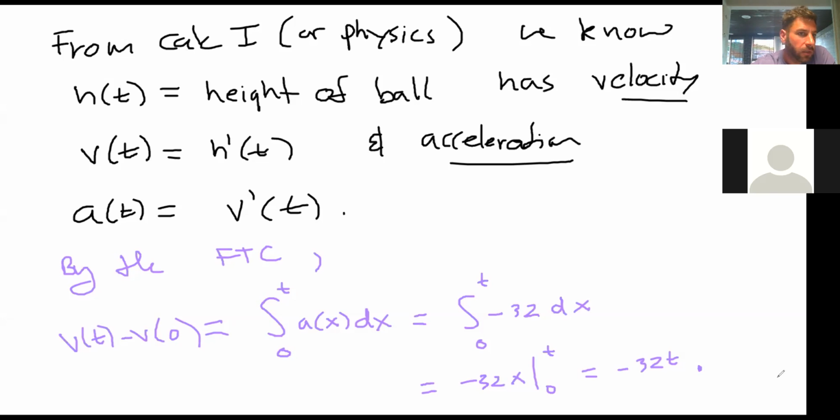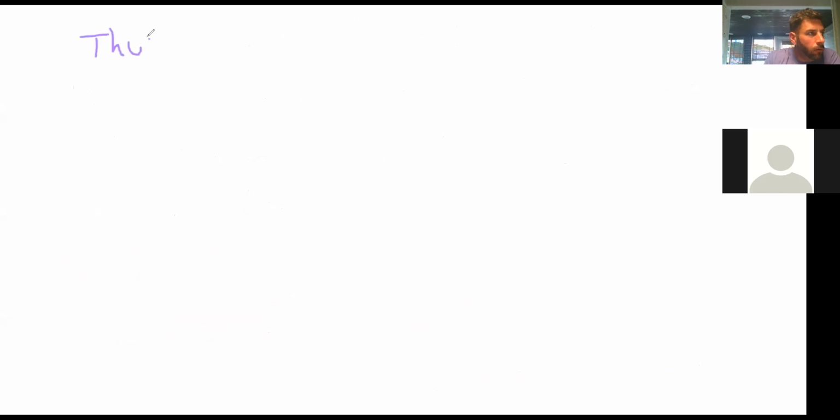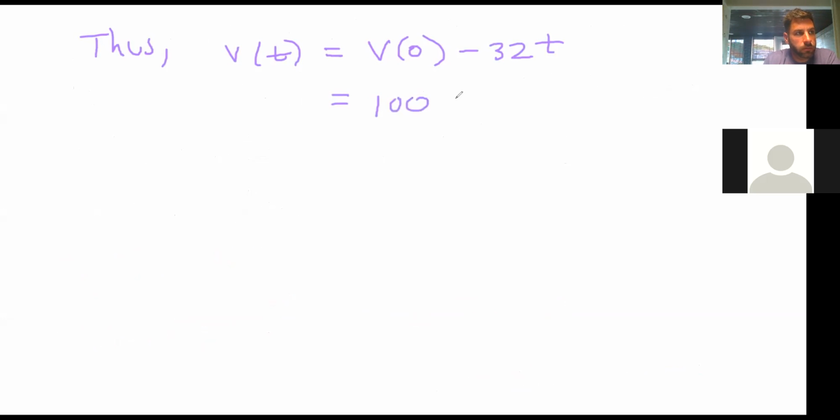So let's look at this, what we just showed. We really just showed that the velocity at any given time is equal to the initial velocity minus 32t. Now, we were told what the initial velocity was. What was it? The initial velocity was 100. I mean, that's what we were told. We were told that when it leaves your hand, it's moving at 100 feet per second.